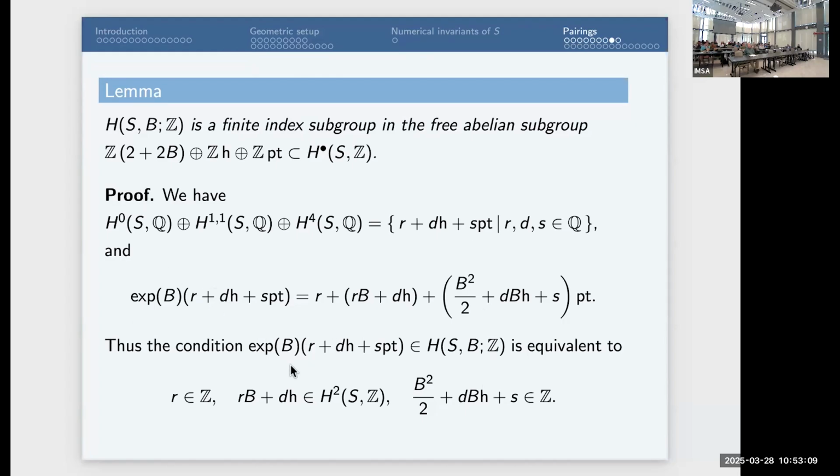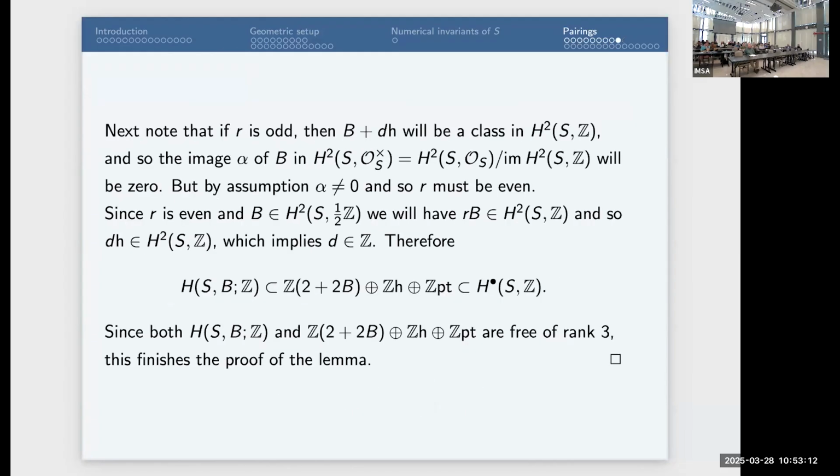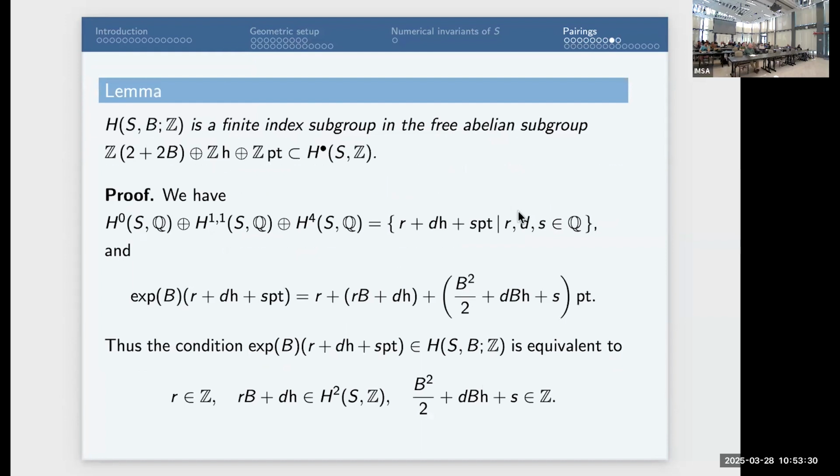So we learn using relations, which I'm going to skip. And we just find that the coefficient R in the gradient has to be even. So we have 2 plus 2b multiplied by something that is in this factor. Then the other coefficient has to be equal.